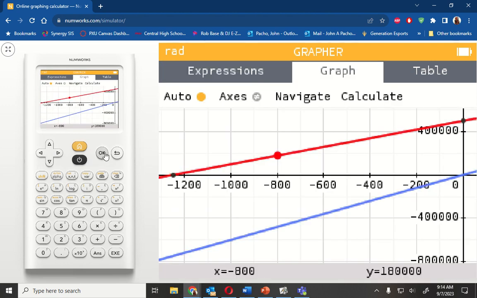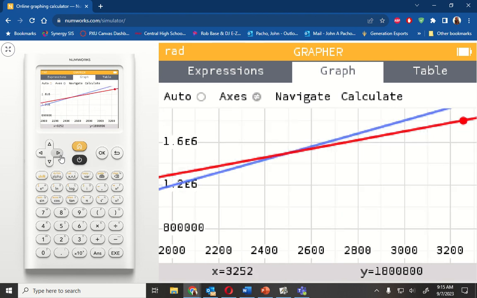Plot graph. Now, if you notice, my graph doesn't look like it's touching, right? So can I find out where it touches? Yes. Go ahead and just arrow over. Bam! Somewhere right there. And I go to where it says intersection. So that means my x is 2,500. My y is 1.5 million.